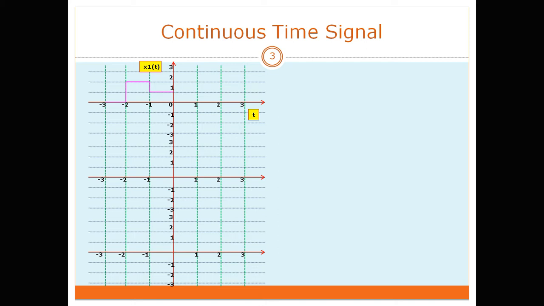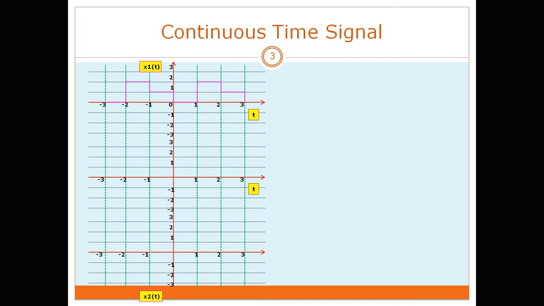So this is my signal x1 of t on the negative side, and on the positive side, from 0 to 1 its value is 0, from 1 to 2 its value is 2, and from 2 to 3 its value is 1. Very simple concept. This is my signal x1 of t, which I have taken as an example.